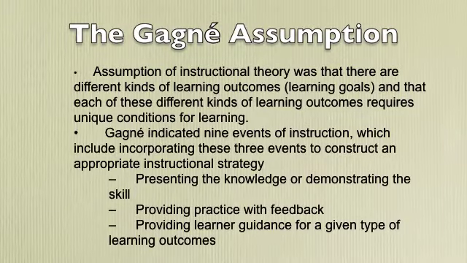The Gagné assumption. With this assumption of instructional theory, it's saying that there are different kinds of learning outcomes and that each of these different kinds of learning outcomes require unique conditions for learning. Gagné indicated 9 events of instruction, which include incorporating these 3 events to construct an appropriate instructional strategy: present the knowledge or demonstrate the skill, provide practice with feedback, and provide learner guidance for a given type of learning outcome.